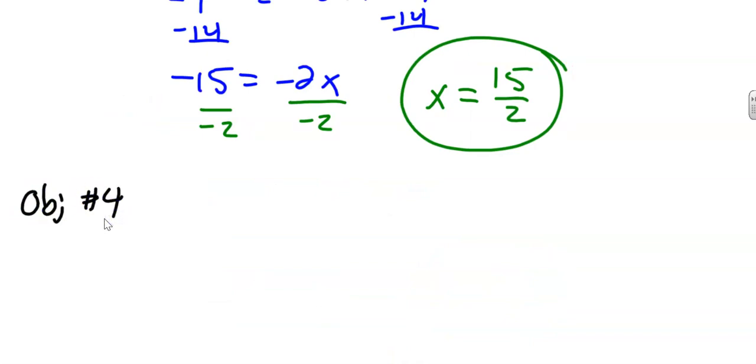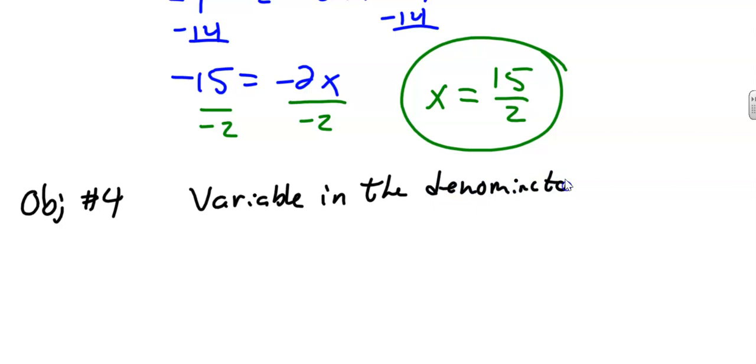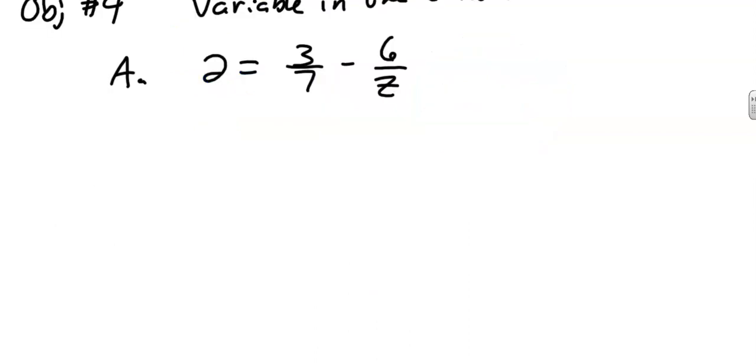Objective 4. Really, to me, it's not any different than objectives 1 and 2. The only thing that's different with objective 4 is that you do have a variable in the denominator. Other than that, it's the same problem as 1 and 2. But now instead of it being two numbers in the denominator, now it's a number and then it's a variable.